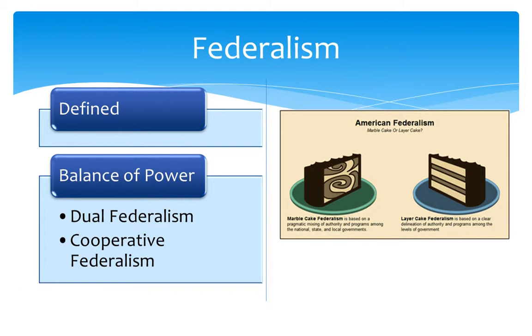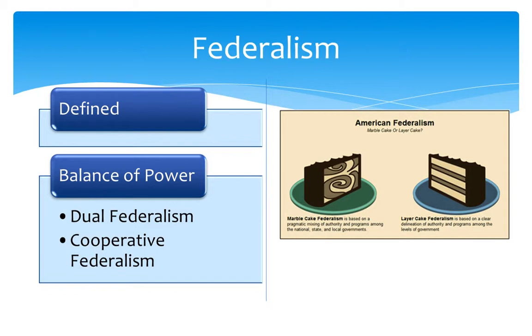Both governments act directly on the people. That's what I do, instead of writing it. Sometimes, hey, that helps. System of government where power is constitutionally divided between a central government and a series of lesser governments. Period. Both governments act directly on the people.